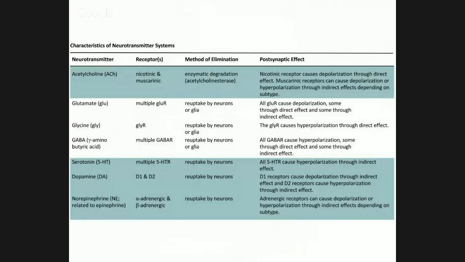So it says neurotransmitter, receptors, method of elimination, postsynaptic effect down this side, and lists things out that way. In retrospect, it was not the best way to organize the information. So I rotated it around so that I could put more correct information in. So on this side, we have the names of a number of different neurotransmitters that I want to talk about.